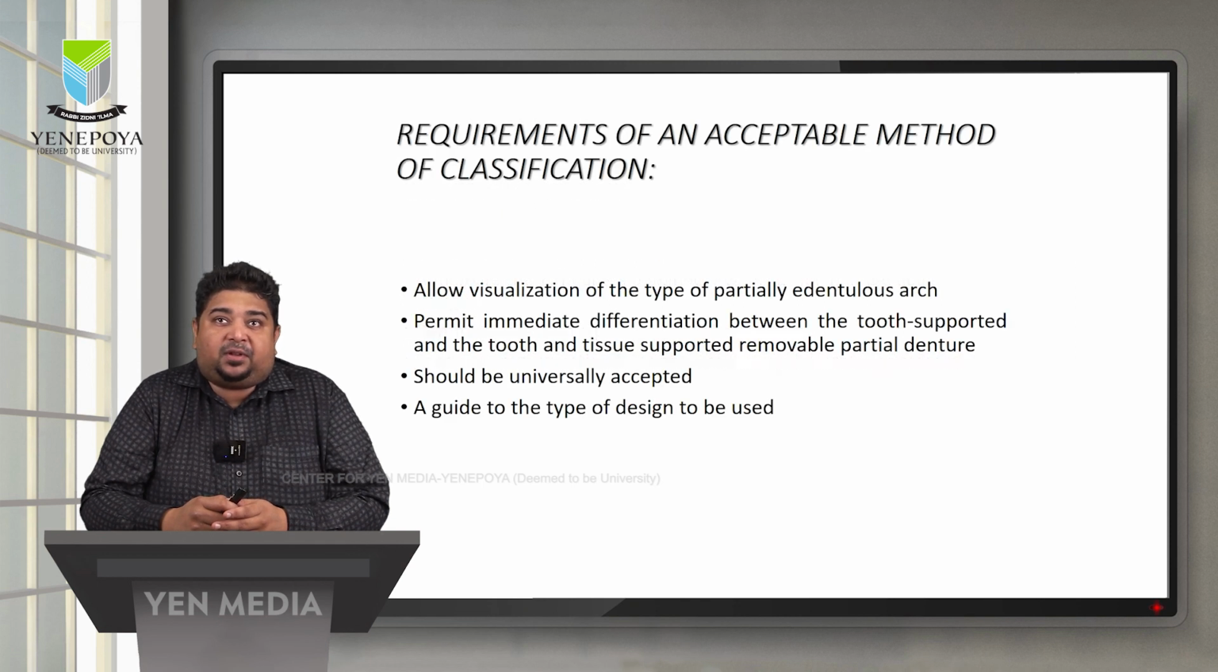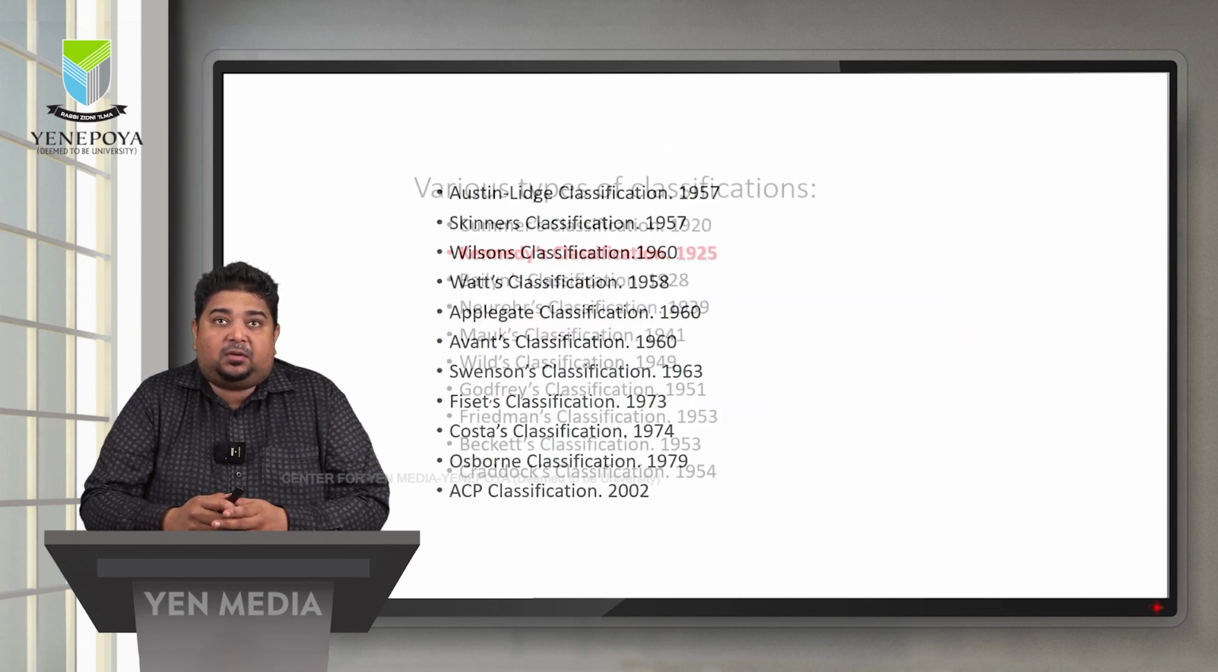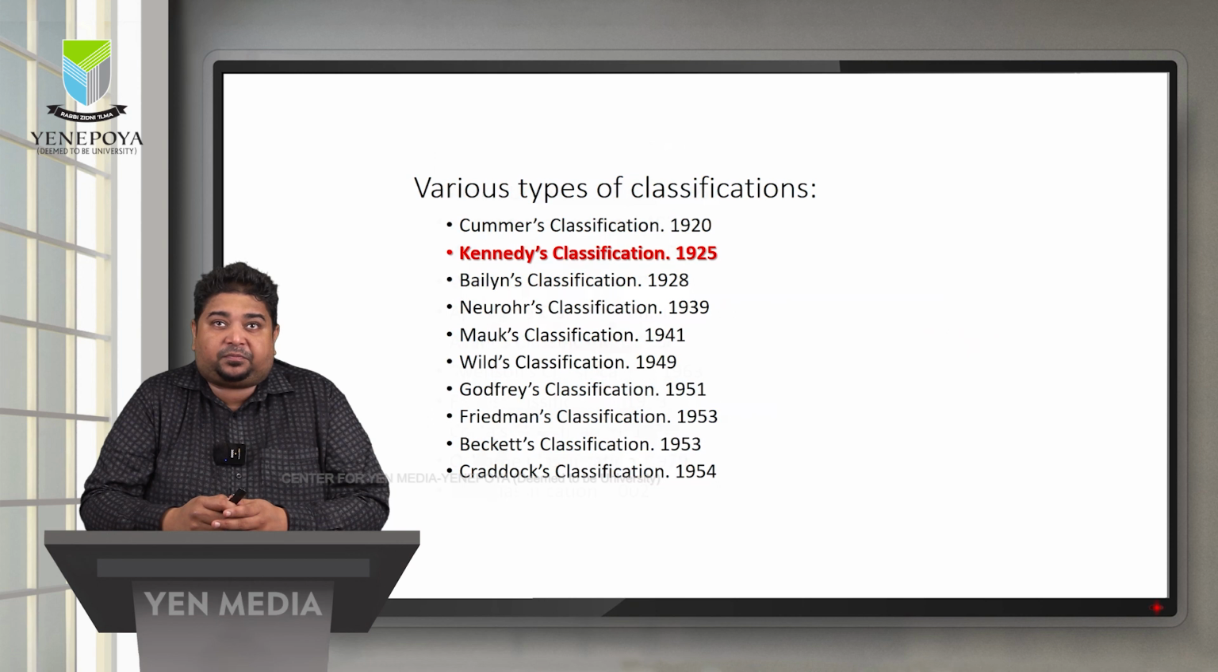What are the basic requirements of an acceptable method of classification? One is to allow visualization of the type of partially edentulous arch, permit immediate differentiation between the tooth supported and the tooth and tissue supported removable partial denture. It should be universally accepted and also a guide to the type of design to be used. There are various classifications given, but today I'm going to specifically speak about Kennedy's classification.